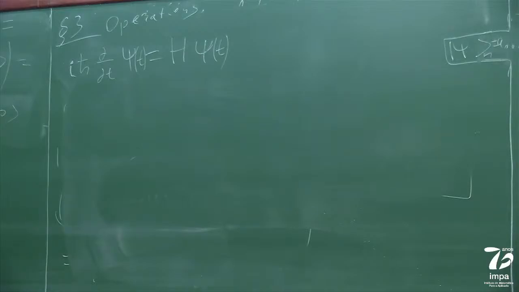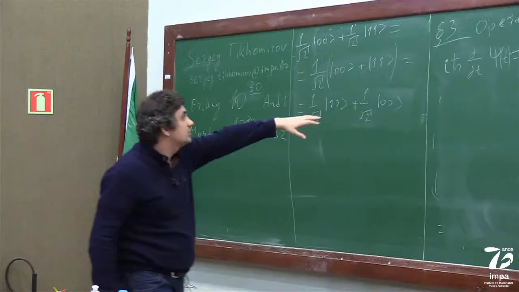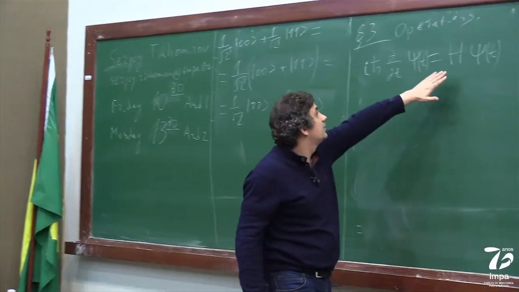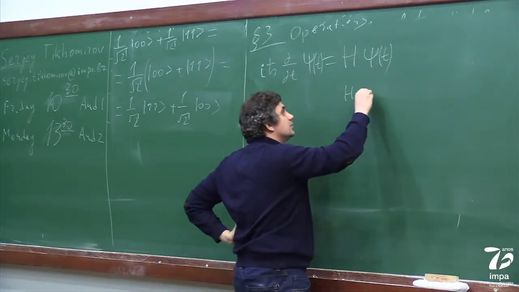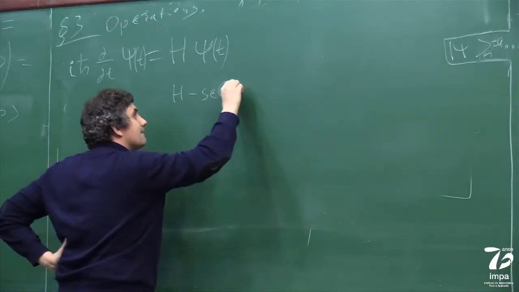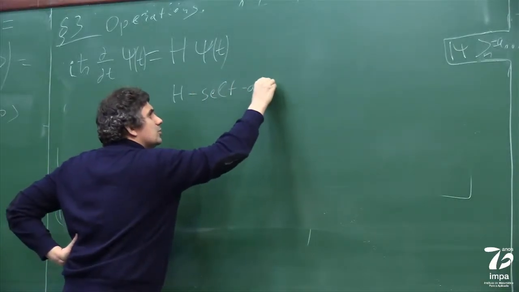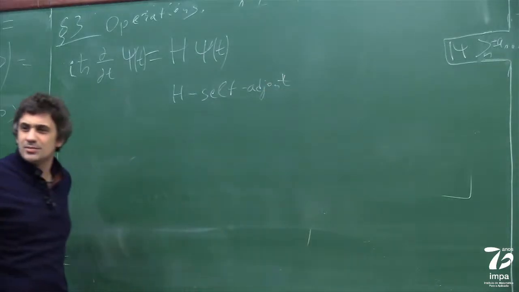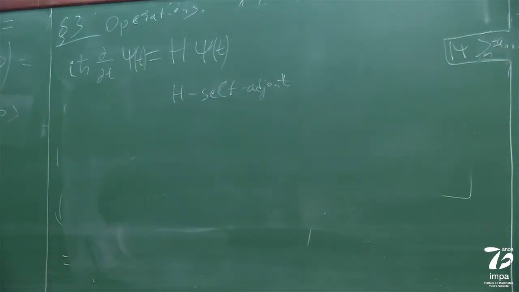But where H is self-adjoint. Sometimes Hermitian operator, yes, this might be the same or not the same, but I'm on finite dimensional spaces, and in finite dimensional spaces, all of those notions are the same, yes?